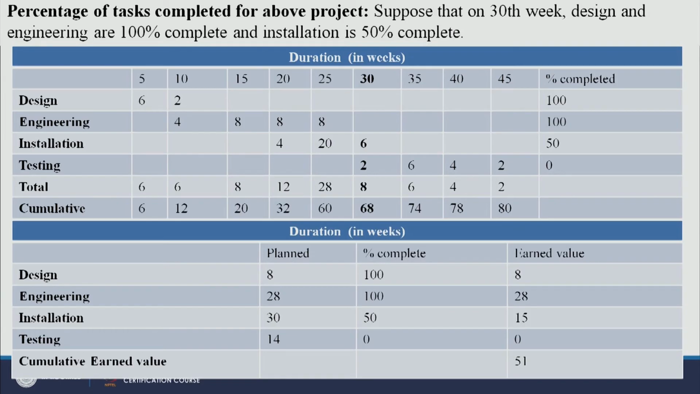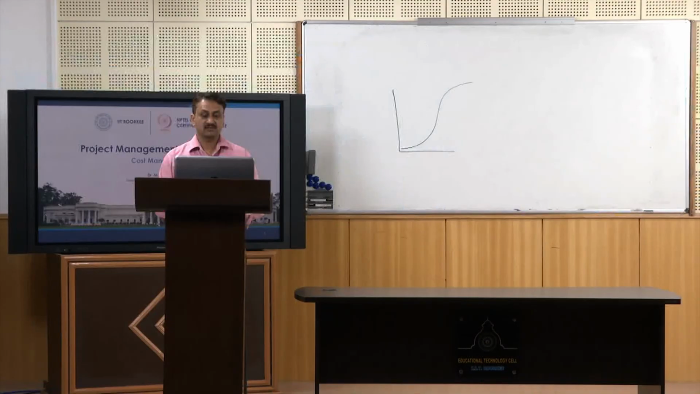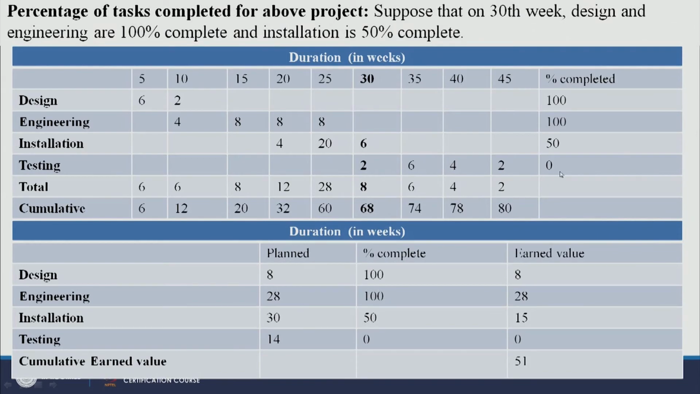As far as installation is concerned, what is the total planned value of installation? It is 4 plus 20, 24 plus 6, 30, and how much have we achieved? 50%. So it is just 15. So earned value is 15. Similarly for testing, did we achieve anything or have we not even started? So this is 0% completed. The planned value is 14. How to get this 14? For testing it is 2 plus 6, 8 plus 6, 14. So this is 0%, so this is 0.